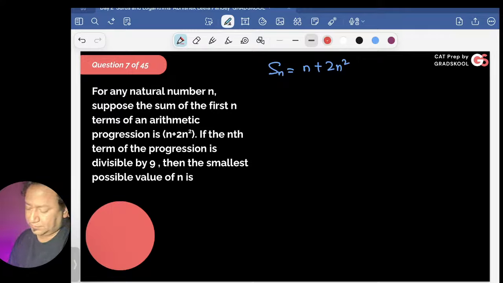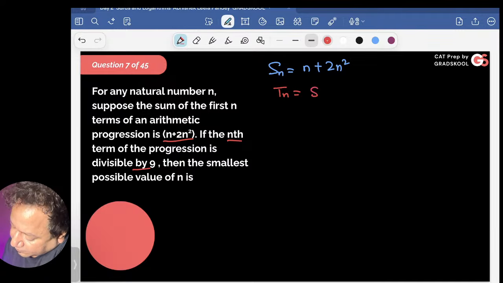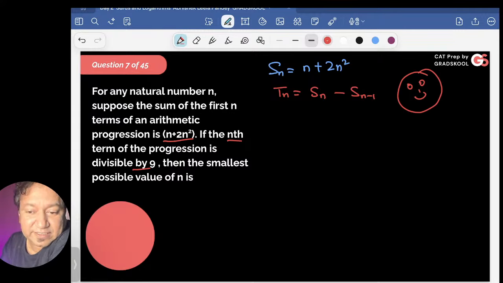Well, we have been given the sum of n terms. It says nth term is divisible by 9. Okay. Cristiano says, find Tn from Sn, then it's easy. Let me tell you, everyone, can I say that nth term is sum of first n terms minus sum of n minus 1 terms? This is something which is going to blow your mind and make your life very easy.